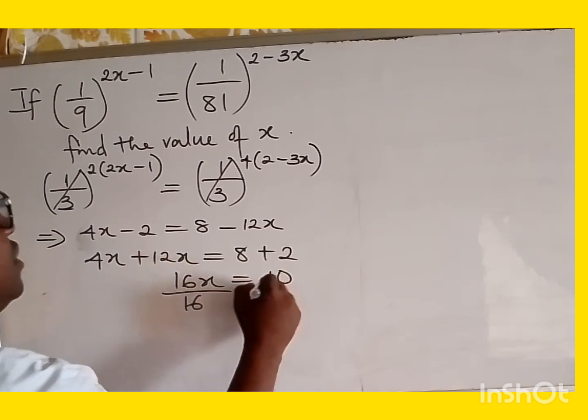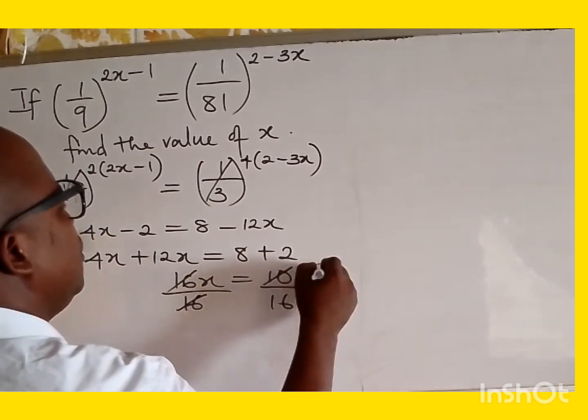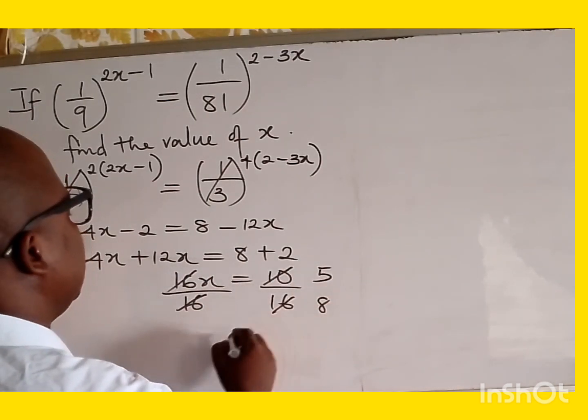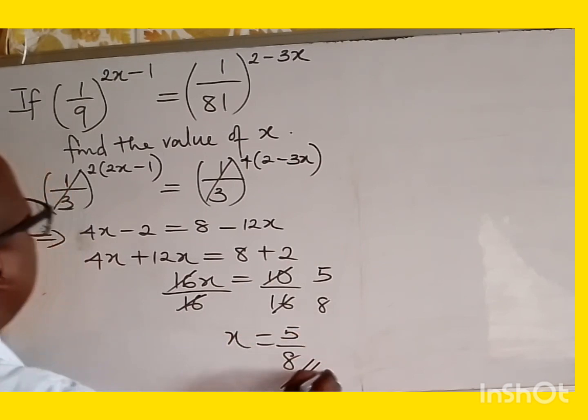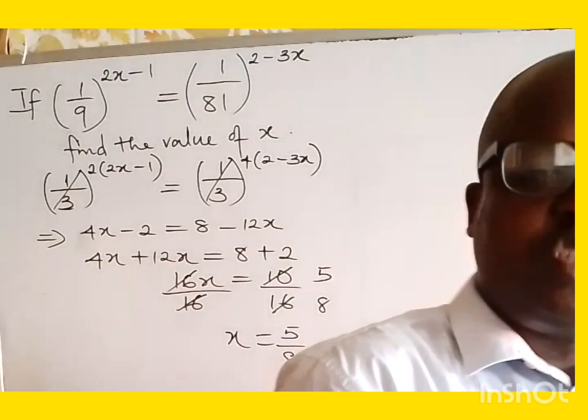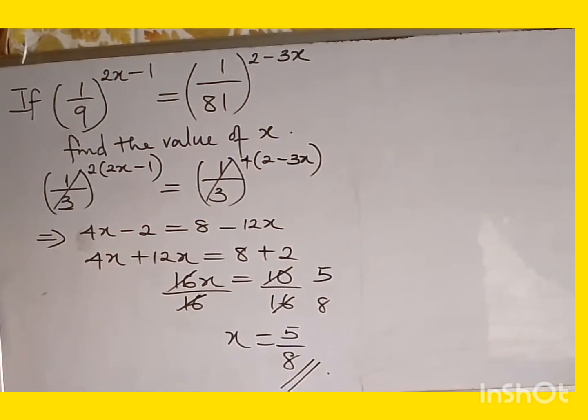Divided by 16, divided by 16. The 16 we cancel. 2 here is 5, 2 here is 8. So our x will now be 5 all over 8. This is question number 2. We stop here and continue with question number 3.